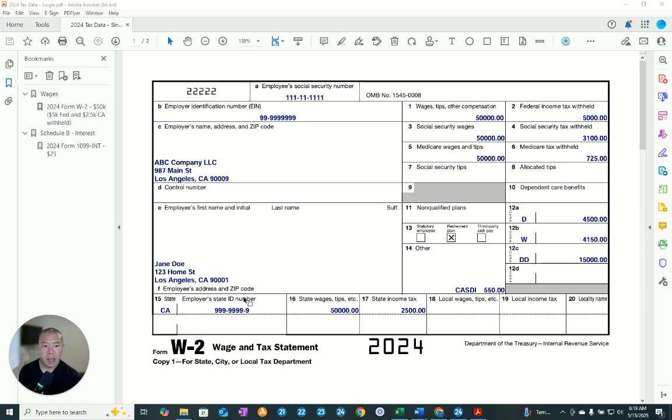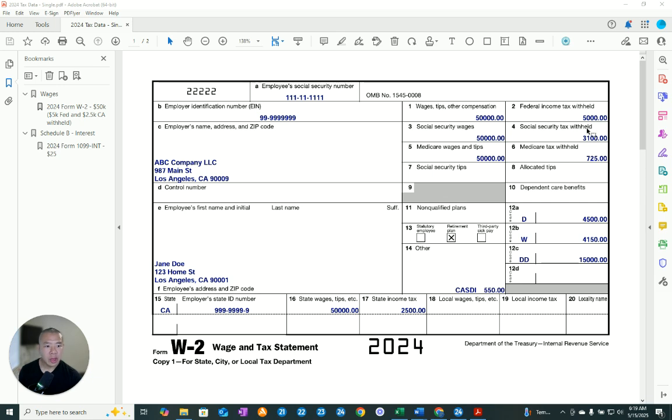I pick California because they're close by and they have state income tax. I live in Nevada, so I wouldn't have to worry about state income tax, but I'm trying to help out people that do have clients in states that pay state income tax. Even if it's not California, you should understand at least the basic concept of it.